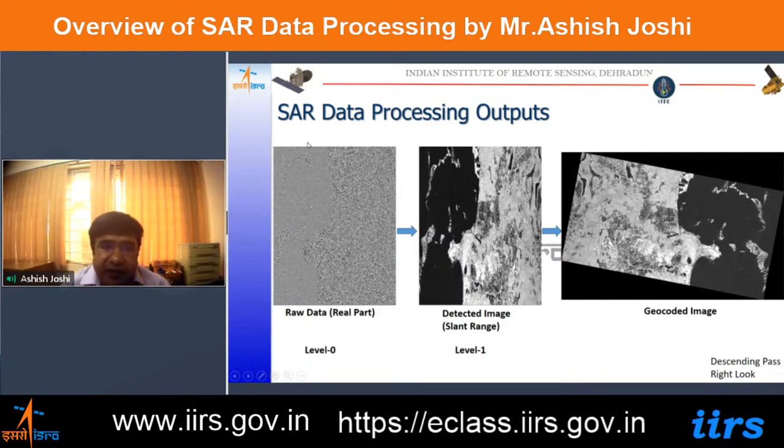Sensor geometry means it is in the range direction and this is the azimuth direction, so it is in the rectangular form in the sensor geometry. So we still have to do some corrections. What is that correction? That is called the geometrical correction. How do we do that geometrical correction? We have to apply the principles of geolocation and geocoding.